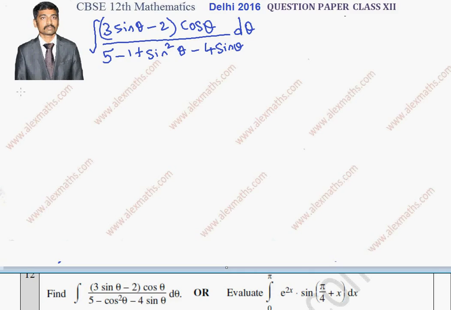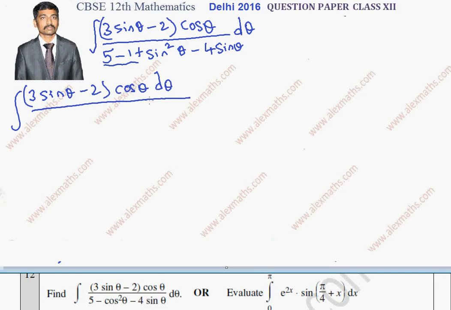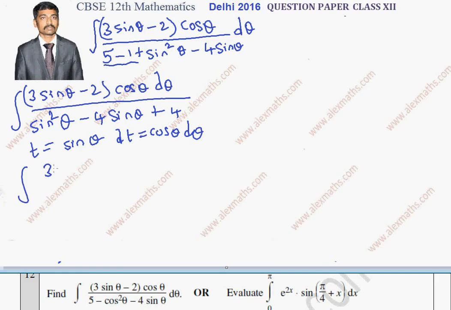So now this will become 4. So I will rearrange the denominator: 3 sin theta minus 2 into cos theta d theta whole divided by sin square theta minus 4 sin theta plus 4. We will take t is equal to sin theta. So dt is cos theta d theta. If I replace everything, 3t minus 2 into dt whole divided by t square minus 4t plus 4.